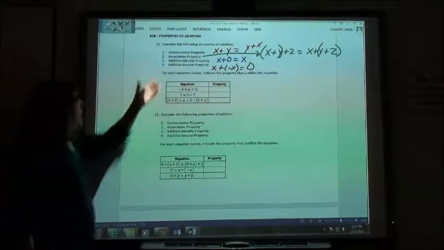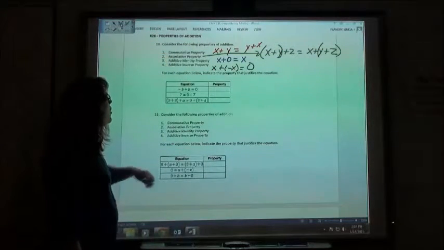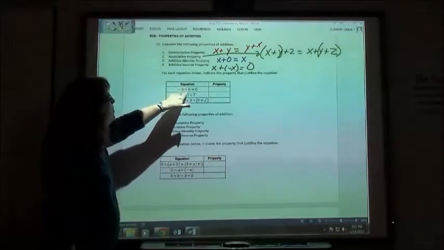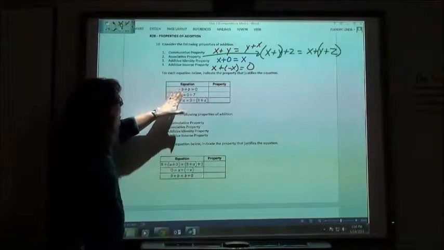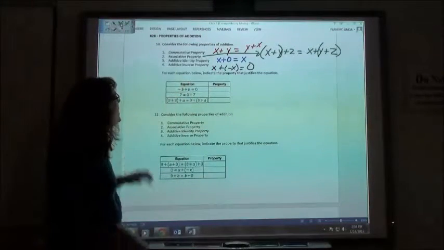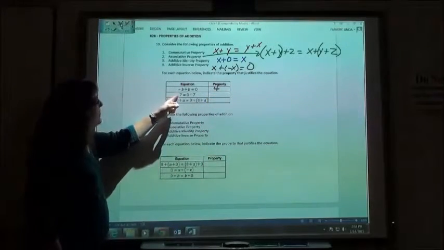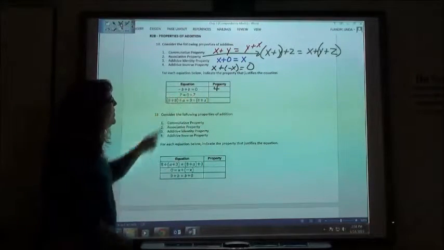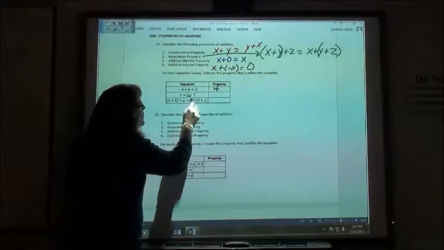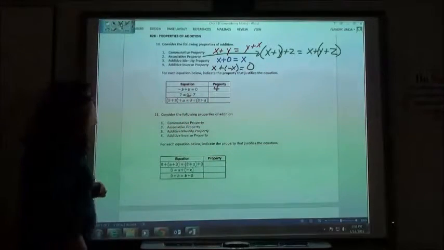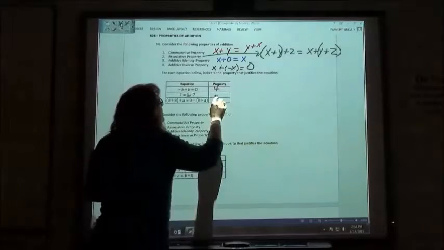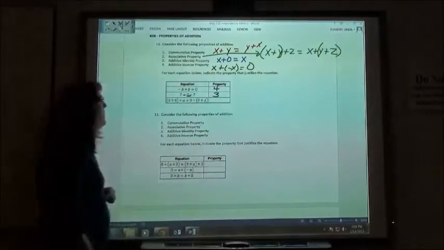So I'm just picking out which one of those properties they're showing. Here I have negative b plus b equals 0. I'm adding opposites. That's my additive inverse, number 4. This one says 7 equals 0 plus 7. I added 0, which didn't change the value of my 7. That's my additive identity property.